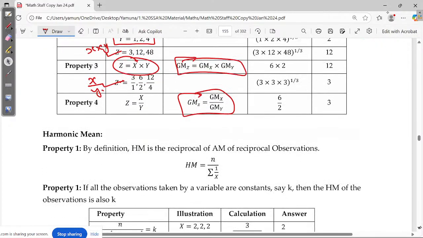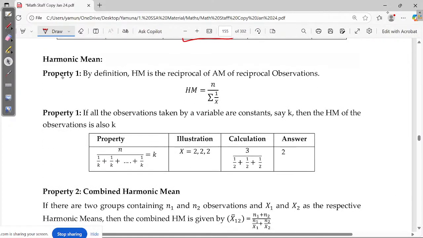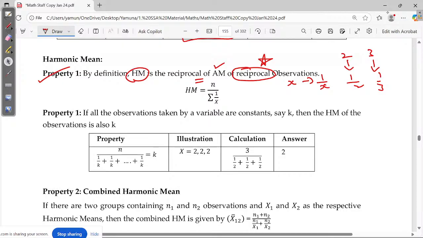Shall I go for harmonic mean? Harmonic mean is the reciprocal of the arithmetic mean of reciprocal observations. Please highlight. So this is the definition, right? If there is x, what do I do? I take 1 by x. If it is 2, I take 1 by 2. 3, 1 by 3. Which means I take the reciprocal observation.